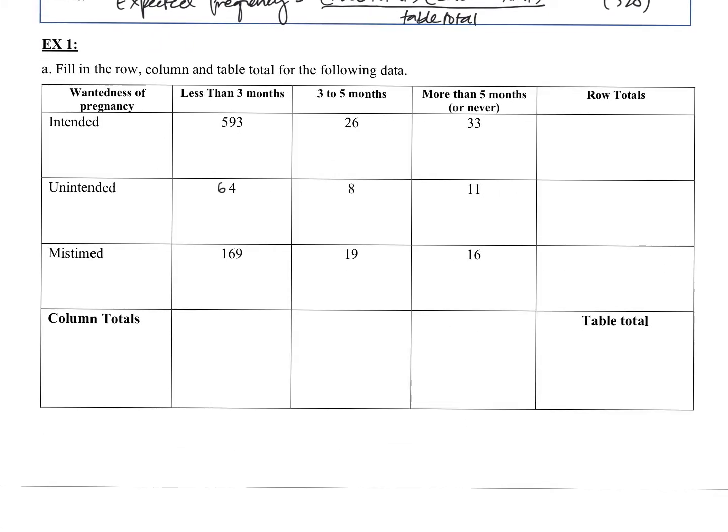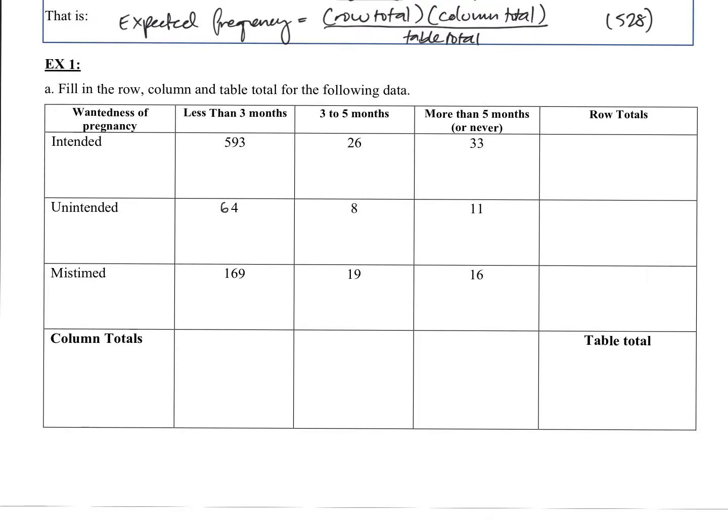So for example 1, fill in the row, column, and table totals for the following data. This is leading up to finding the expected frequency. I'll go ahead and calculate the row total, and actually write these down so you see where the calculations are coming from. We're taking them across to find that total, and then we'll add the 33. We'll do the same for the other ones below. Then to find the column totals, you're going to add them downwards. So this would be the 593 plus 4 plus 169.